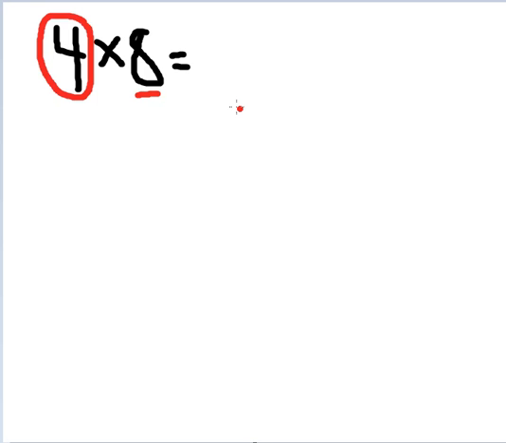2 and 2 is 4. 4 and 4 is 8. 8 and 8 is 16. 16 and 16 is, do you remember it? 32.